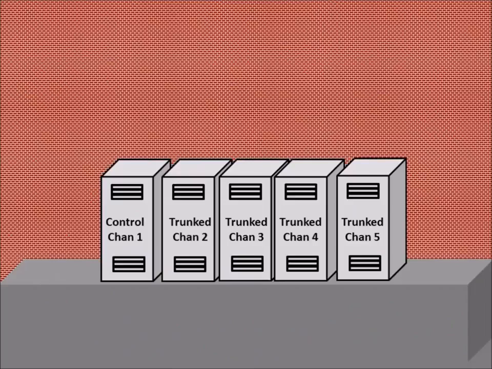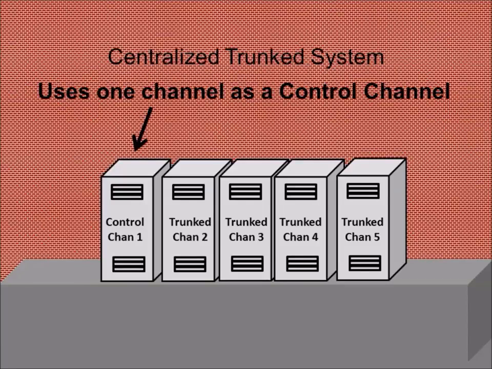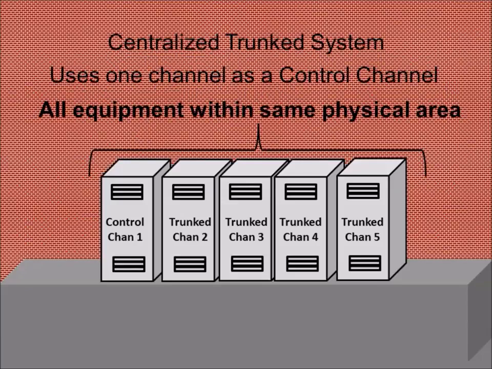There are 2 types of trunking, centralized trunking and decentralized trunking. A centralized trunked system assigns one channel to act as the control channel. This channel provides all data to radios on the system. Due to the interconnections needed, the equipment in a centralized system is usually in the same physical area.